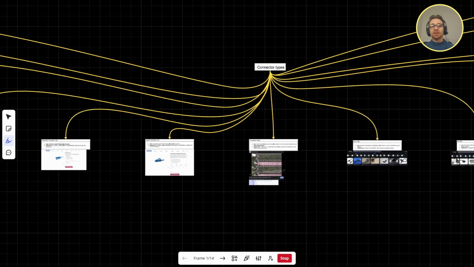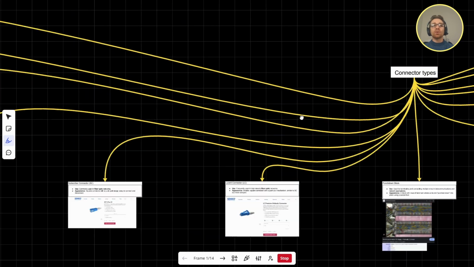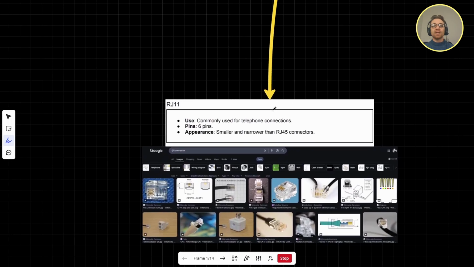Connector types. I think this is the last one, and then we're on to our questions. Yes. Okay, we're almost there, guys. Almost there. Now, connector types.